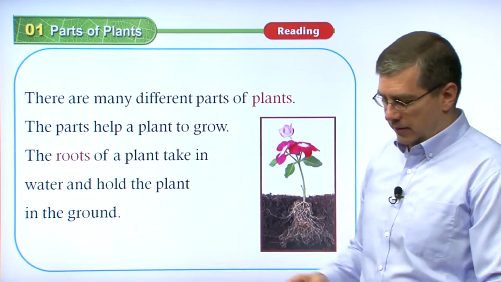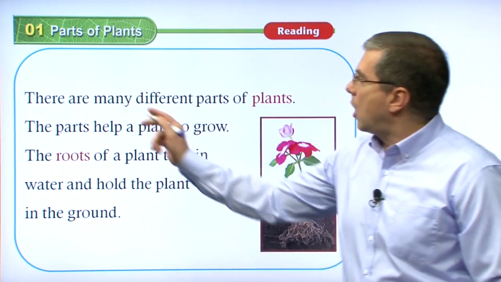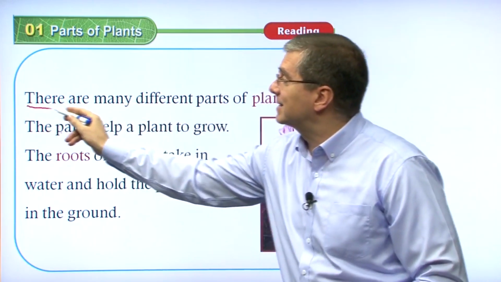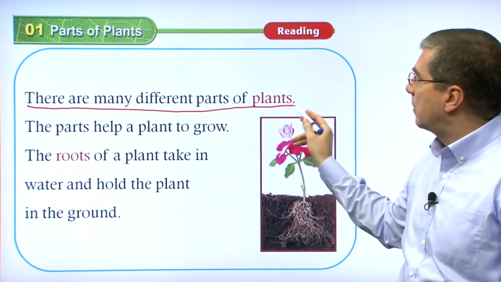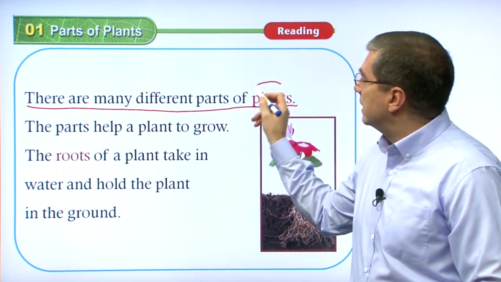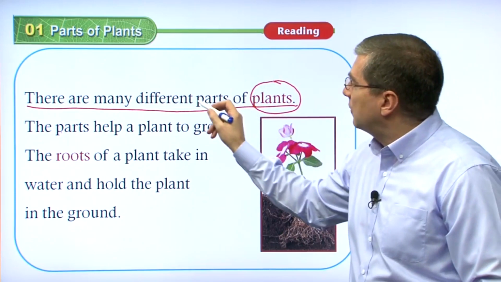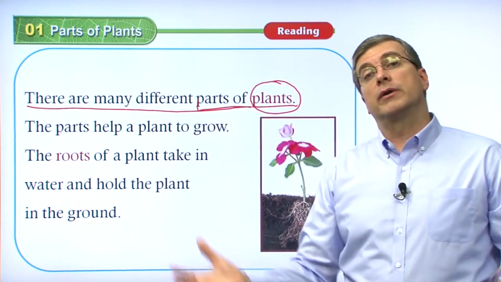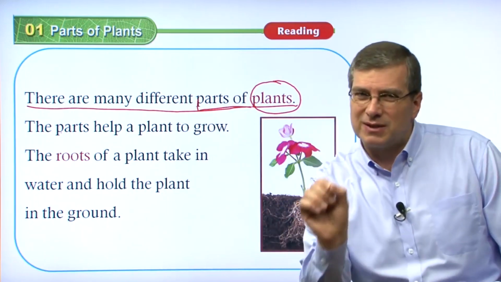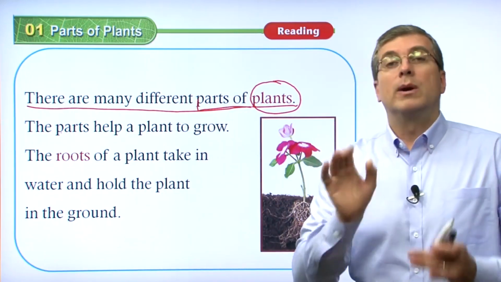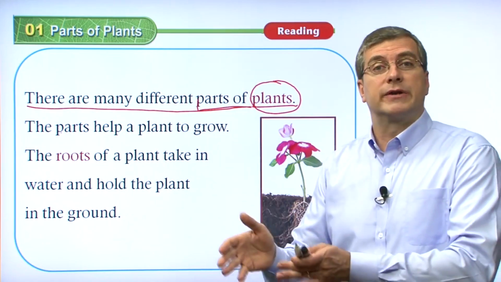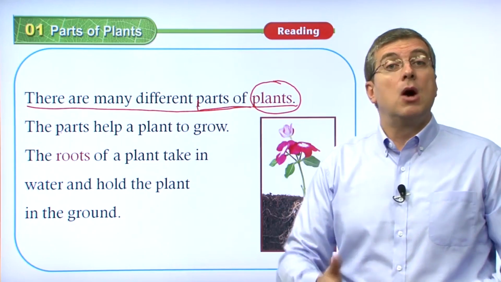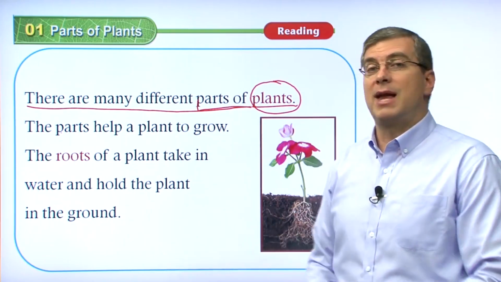And we can see here, the first sentence of this reading: there are many different parts of plants. This is our topic sentence, isn't it? This is our topic sentence. Our subject is plants. Specifically, we are talking about parts of plants. So our overall subject is plants. Specifically, exactly, we are talking about the different parts of plants. So the rest of the reading will be describing what are the different parts of the plants.